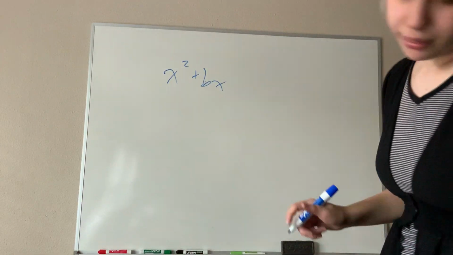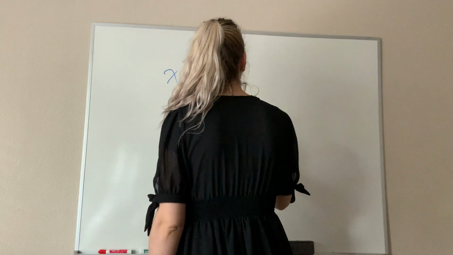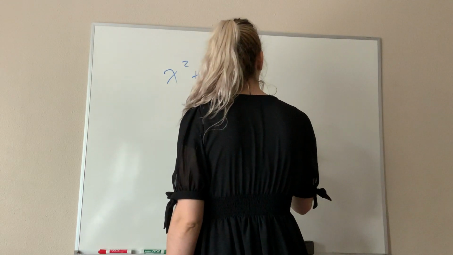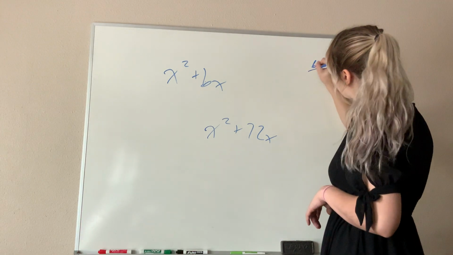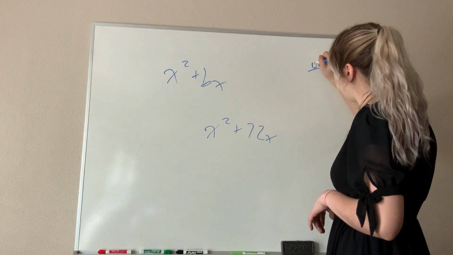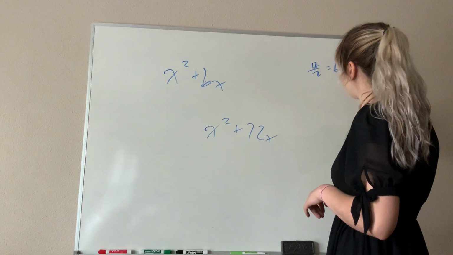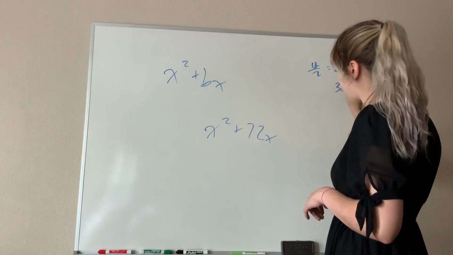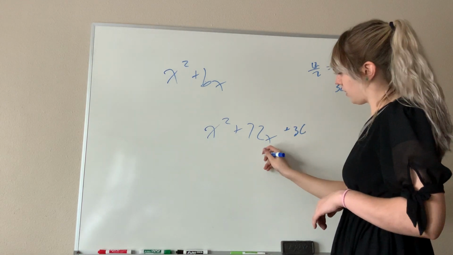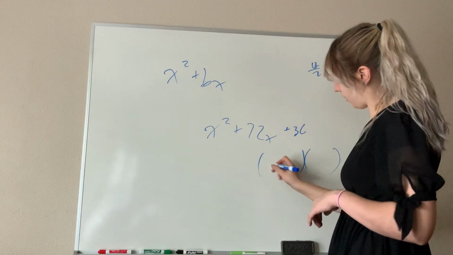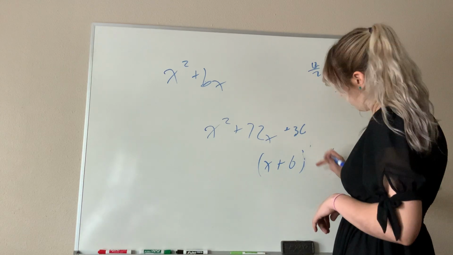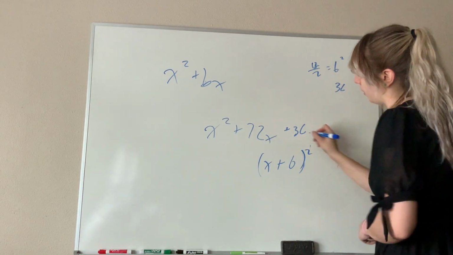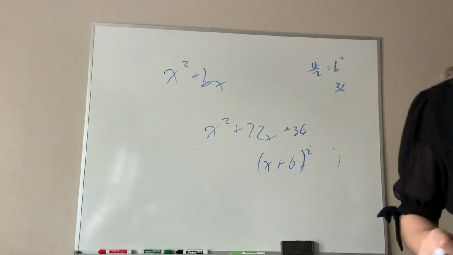The next one we're going to do is x squared plus 12x. And we have to find out what we add. So 12 divided by 2 is equal to 6. Squared is equal to 36. So we're going to add 36. And that is going to make x plus 6 squared, completing the square.